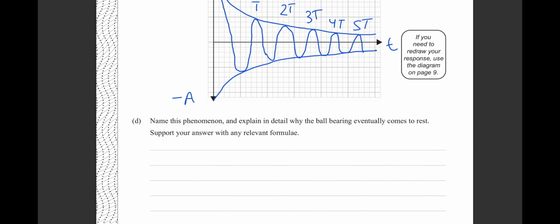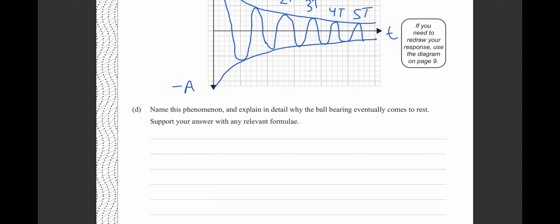Name this phenomenon and explain in detail why the ball bearing eventually comes to rest. Support your answer with any relevant formulae. Okay, interesting. I'm just going to start with the most obvious result. This phenomenon is called damping. You might have covered it in class. This phenomenon is damping.